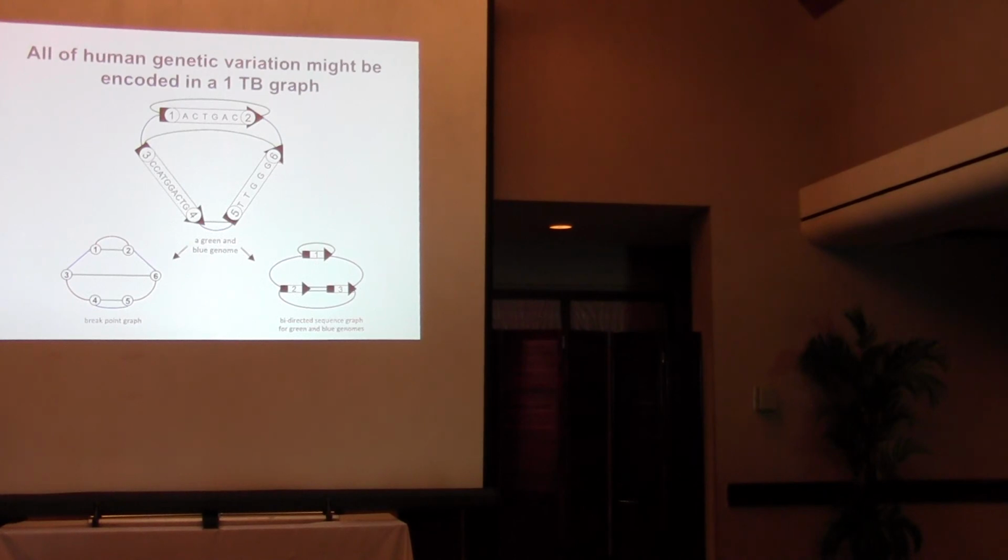Again, I'm not going into the math. This is a diagram of how you have a piece of DNA. You represent the ends. You can represent different possibilities. The green genome connects them in one pattern. The blue genome connects them in another. And you can represent these in a formal object called a bidirected graph, which was actually studied in the 80s in graph theory.